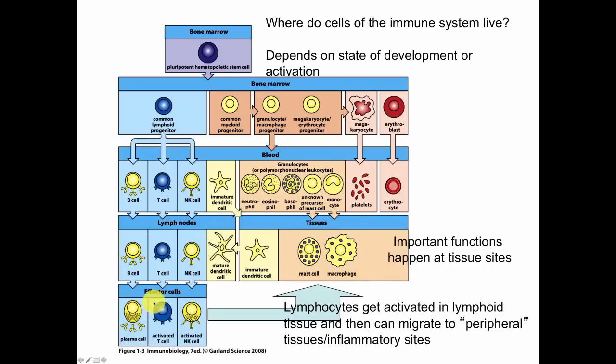One other thing I just wanted to mention is that although lymphocytes predominantly reside in lymphoid tissue, when lymphocytes are activated in this lymphoid tissue, as you'll learn in later lectures, they will proliferate, make more of themselves, and differentiate into cells that we refer to as effector cells. And often these cells will leave the lymphoid tissue and migrate into peripheral tissue sites at the site of active infection.